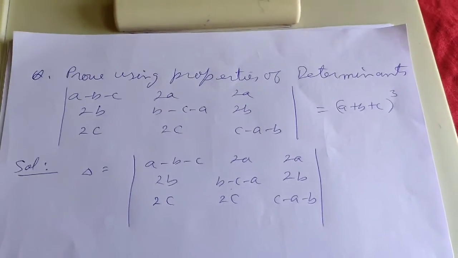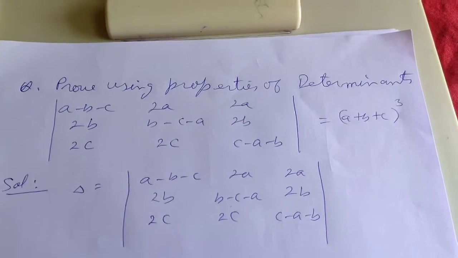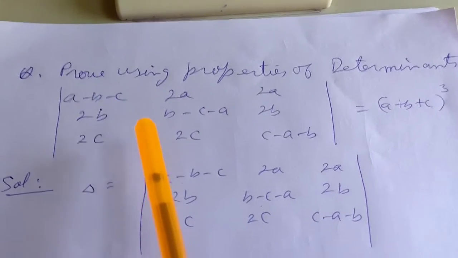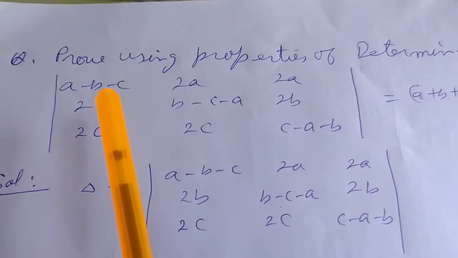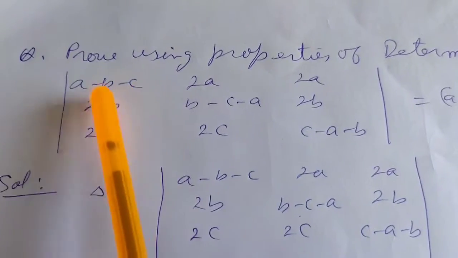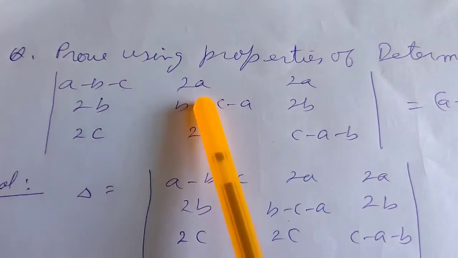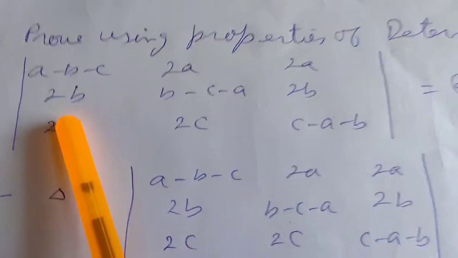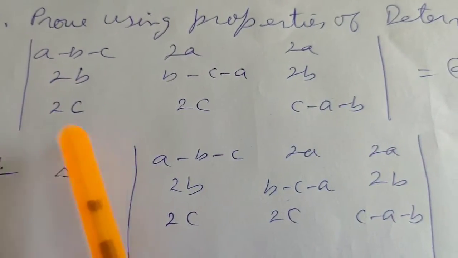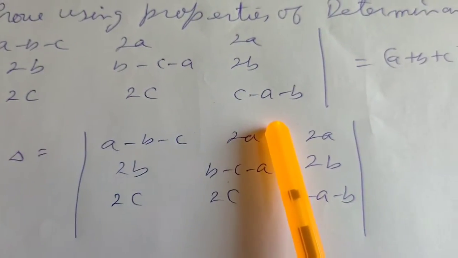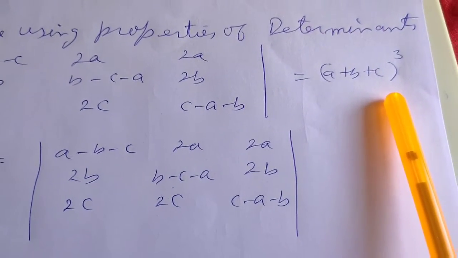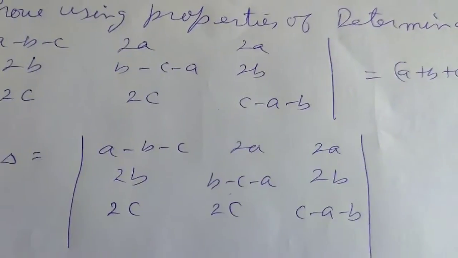Students, in this video we learn how to solve this problem by using properties of determinants. So the question is: prove using properties of determinants. First row is a minus b minus c, 2a, 2a. Second row is 2b, b minus c minus a, 2b. Third row is 2c, 2c, c minus a minus b. And to the right hand side, we have a plus b plus c whole cube.